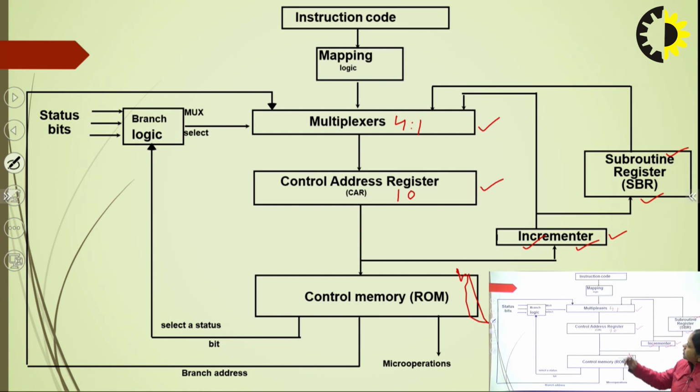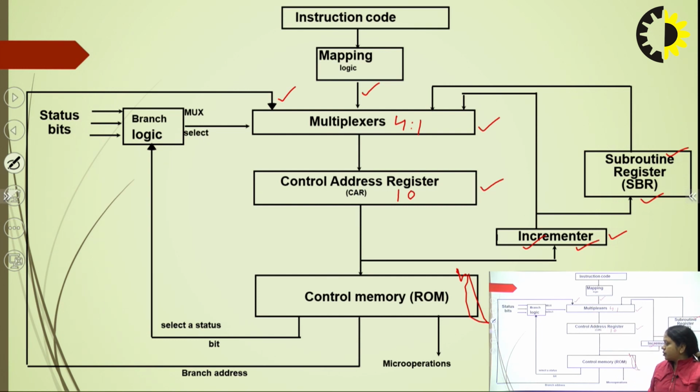Okay. Next is the mapping logic. Mapping logic is used to convert the user opcode into a control memory address. We will discuss in the next slide what is the meaning of mapping logic. Firstly, we understand here the next possibility of address generation.